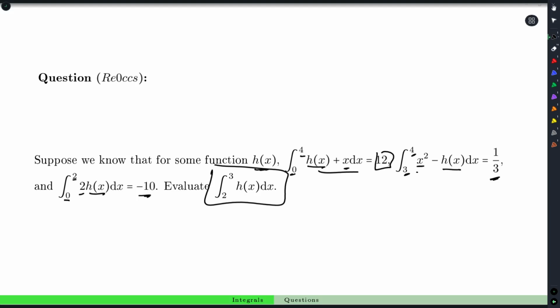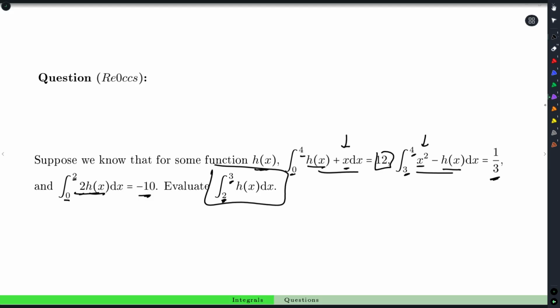So all these other ones have something being done to h. So we'll probably have to rewrite using properties. We have some actual functions in here, so we'll probably have to find some antiderivatives of those to help us simplify things. But ultimately, we want h, we want the area under it from 2 to 3.